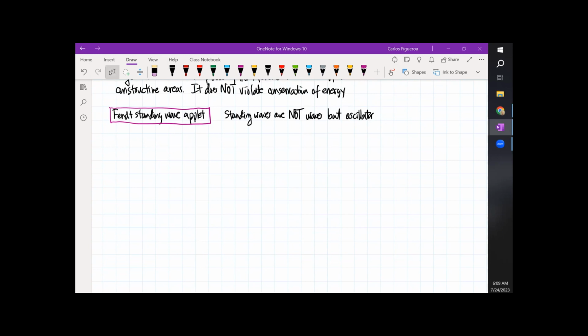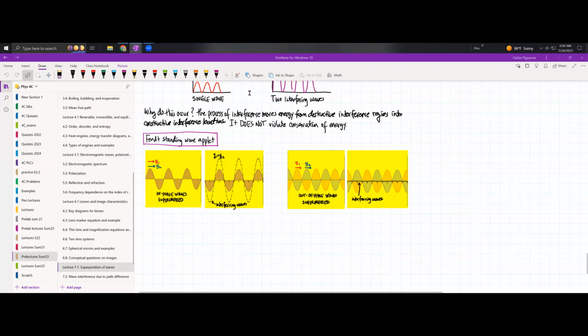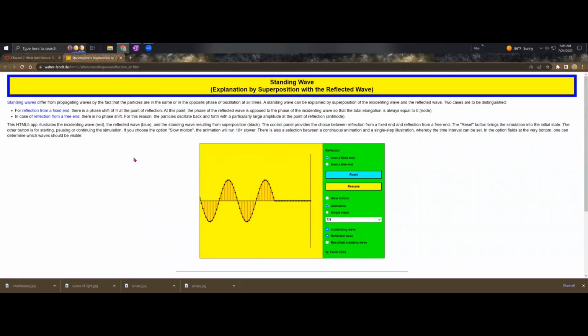So let me go here. What you're seeing here is this applet. Remember, this is superposition, and it says a reflected wave, but remember, it's still a standing wave. Okay, so check this out. It moves very slow. So here it goes. So here's the wave coming in. Now it's going to reflect, causing a wave to move in the opposite direction.